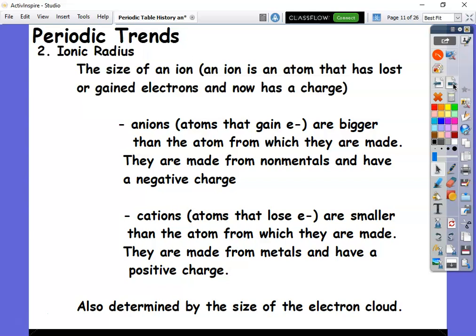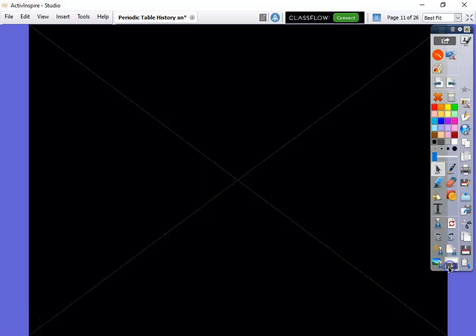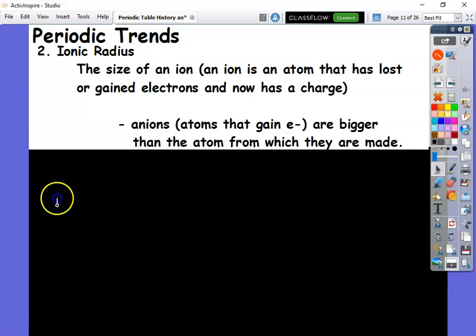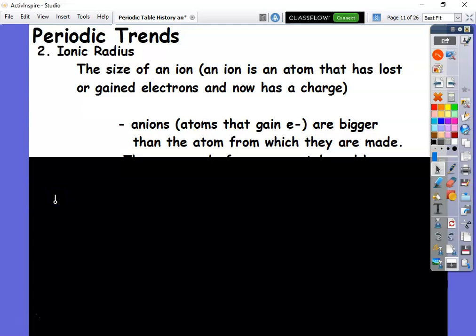So now that we've done a bit with atomic radius, we are going to look at ionic radius. Atomic radius and ionic radius are very close to one another, as you can imagine. There's only one difference here. We're talking about the radius of an atom versus the radius of an ion. Remember, an ion is an atom that has lost or gained electrons and now has a charge. So just a few bits of information about ions.